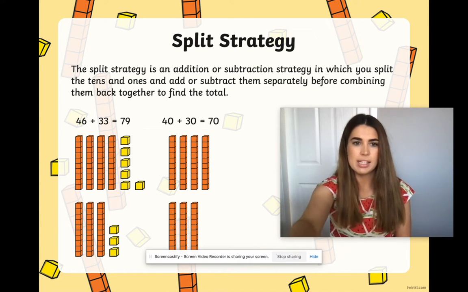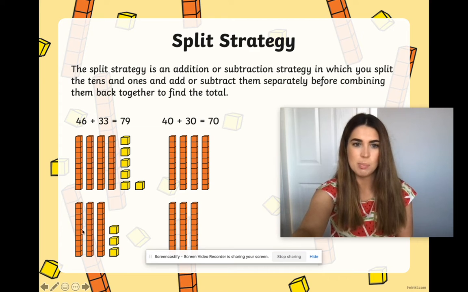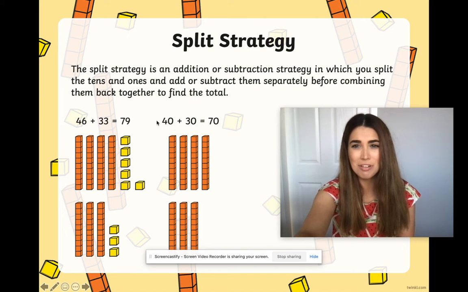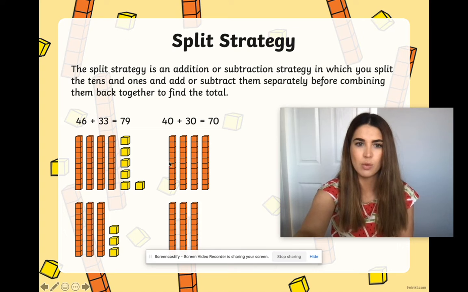First, I'm going to add my orange tens blocks. So I'm just ignoring my yellow ones blocks for a moment. So it's like I'm adding the 4 from 46, this part, and the 3 from 33, this part, which means I'm really adding 40, because I know if I skip count by 10, this is 40 plus 30.